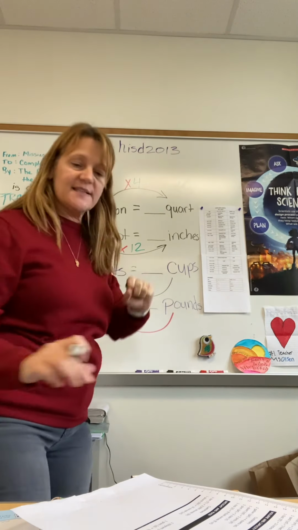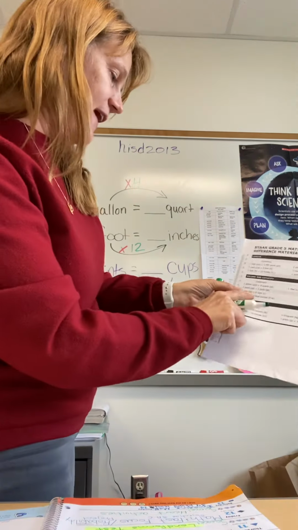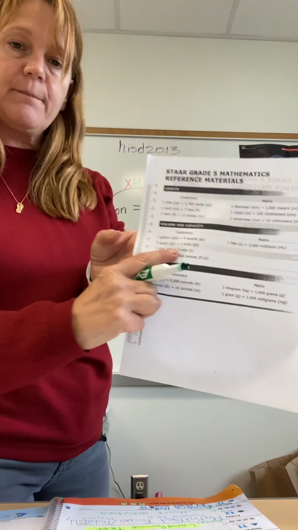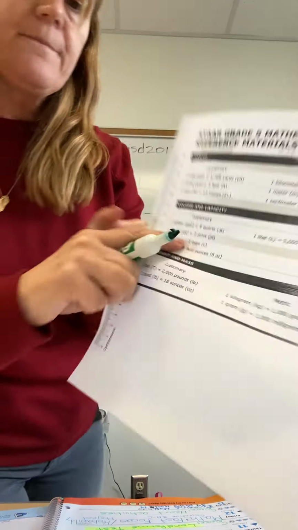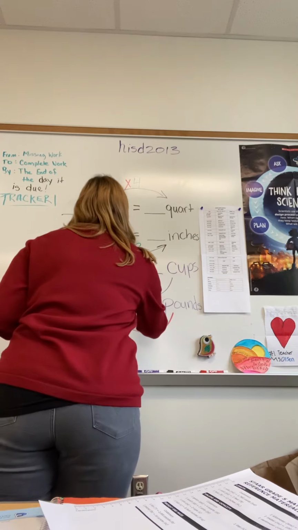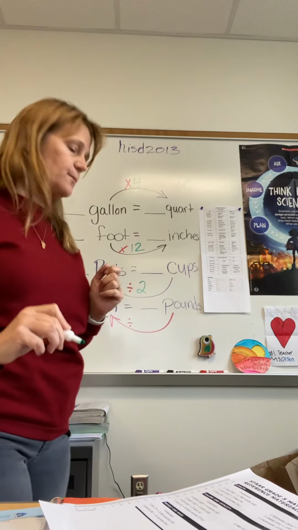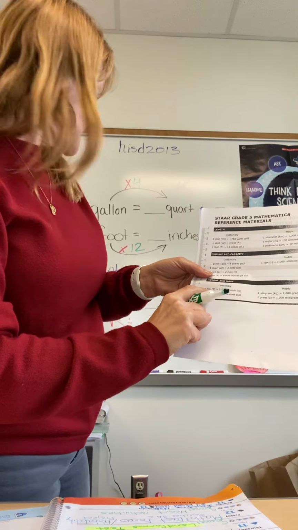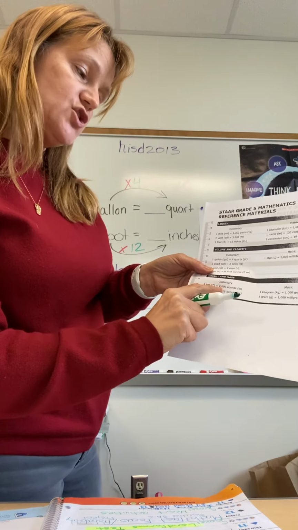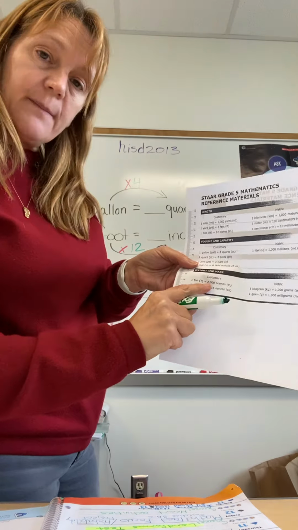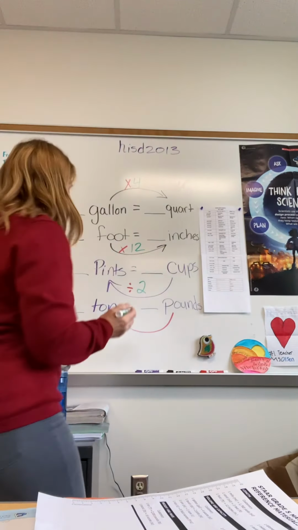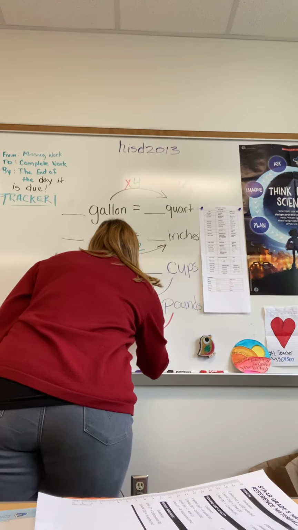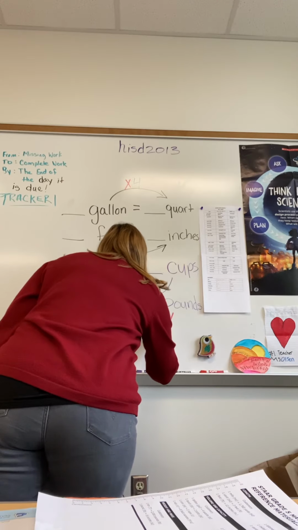So cups to pints, I go to my chart. When I find cups to pints, my conversion number is 2. So I put 2. That's going to be divided by 2. I go back to my conversion chart to find pounds to tons, and it's 2,000. My conversion number is 2,000. So I'm going to divide by 2,000.